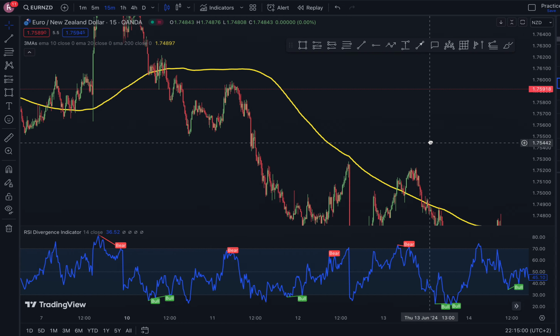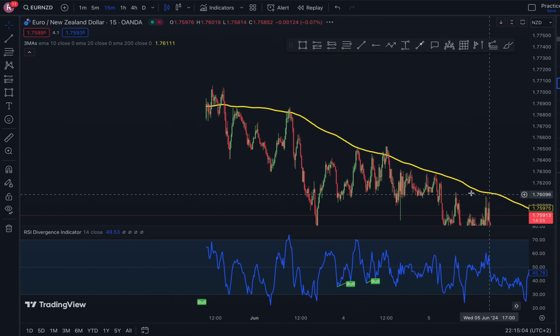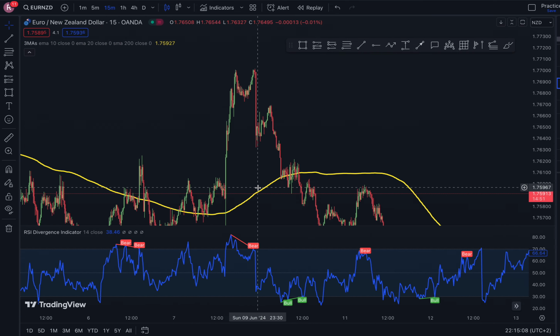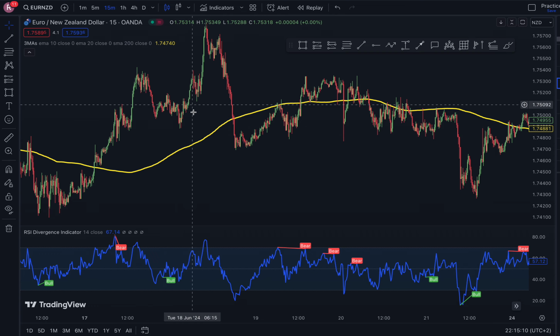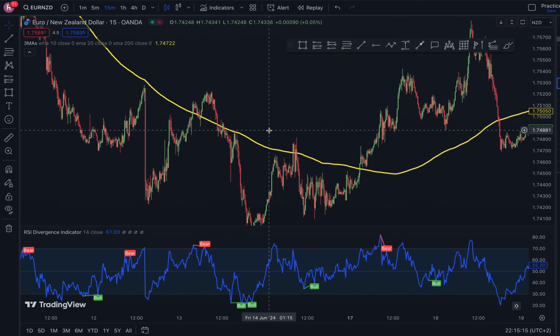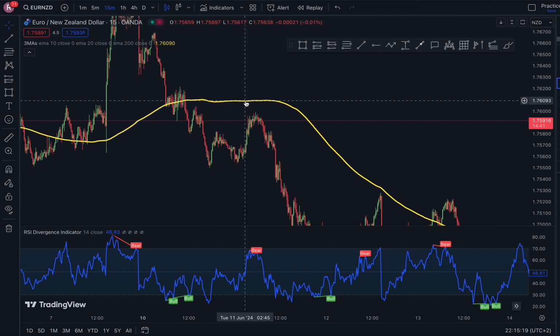A rule of thumb is whenever price is below the EMA, you're looking for sells, and whenever price is above the EMA, look for buys. For example, whenever price is above the EMA, like here, you look for buys. All right. So what confirms a buy or a sell? Let's say price is below our EMA.